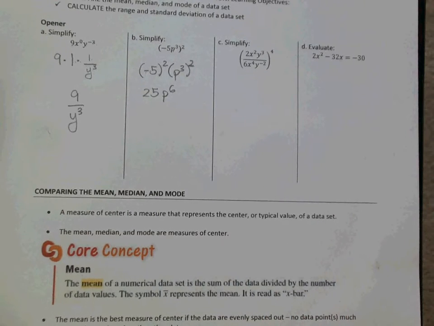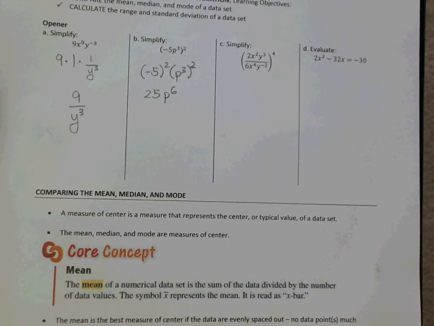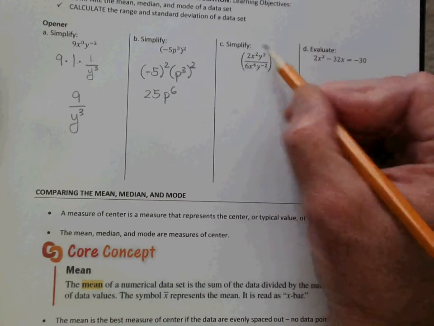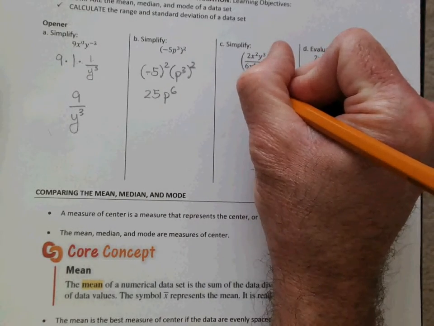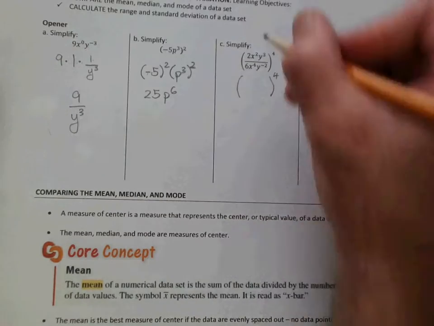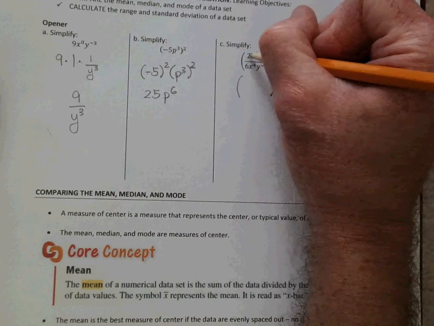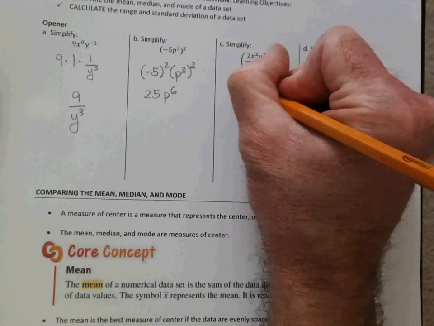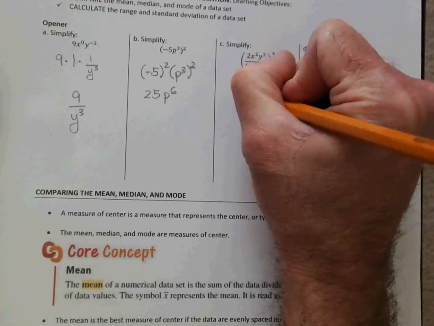Okay, hopefully you have tried C. If not, pause the video and then return. So in C, it's a complicated fraction, all of it raised to the 4th. The first thing I'm going to do is simplify the fraction that's inside the parentheses. I'm going to go piece by piece. So I'm going to do the coefficients, the numbers in front, first. 2 over 6 simplifies because 2 goes into both 2 and 6. That becomes 1 over 3.